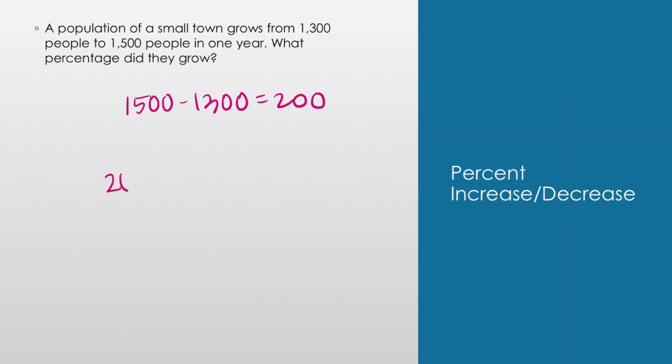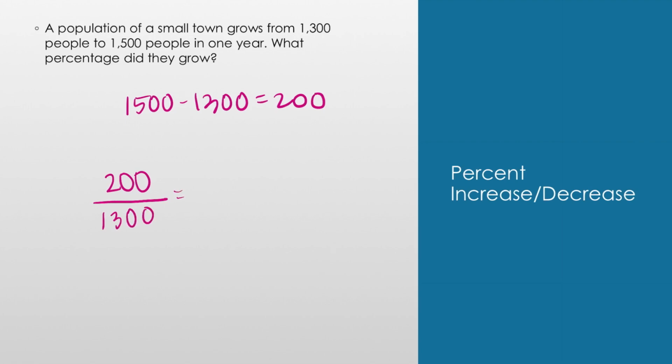We're going to do 200, and then the problem now is, what do we put underneath it? Whatever goes underneath is whatever we're comparing it to. We are not comparing it to 1,500 because that's the new total. We're comparing it to 1,300 because that's the old total. So I would do that.